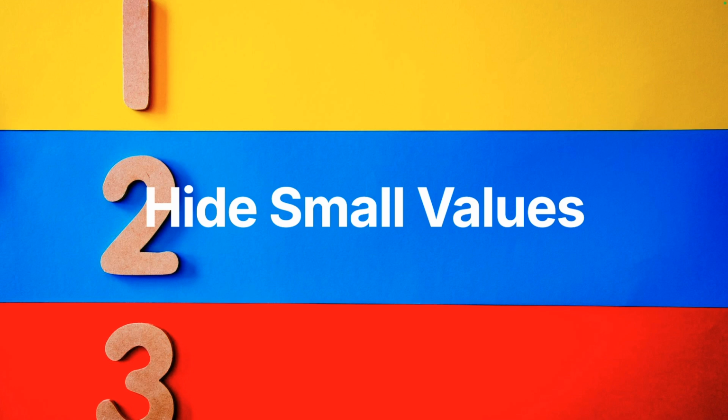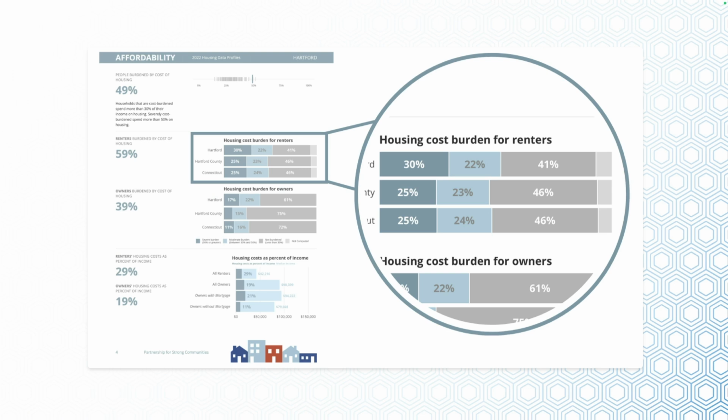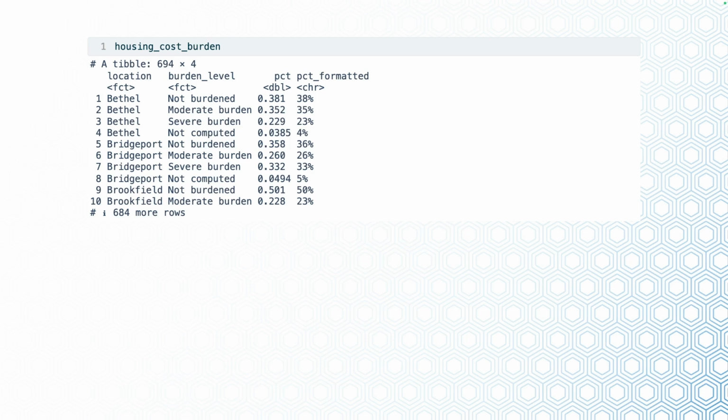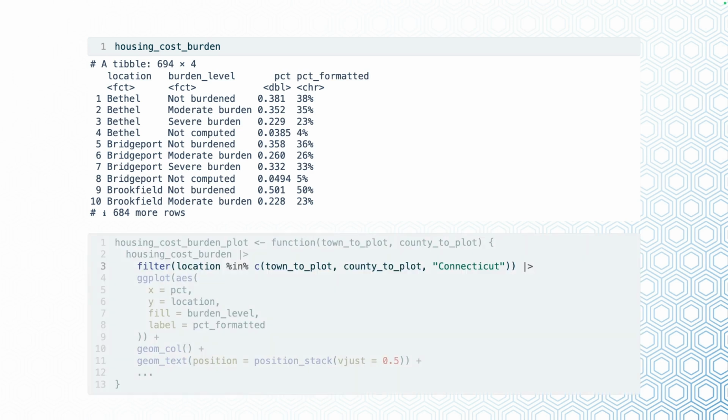The next tip on working with text is to hide small values. So here is a chart that we have made for housing cost burden for renters. Housing cost burden is basically how much of people's income they spend on their housing. The data looks like this: location, burden level, percent formatted. And again, very similar process.